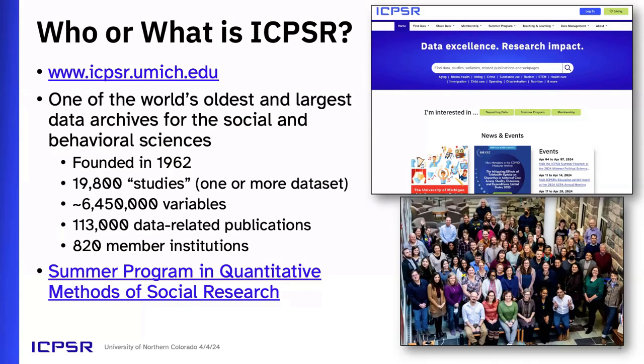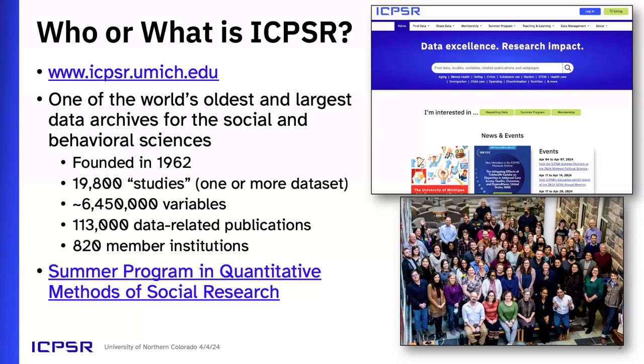We have just under 20,000 what we call studies, which is one or more data sets. And that's what we'll spend the bulk of today talking about. We also have information about what's in those data sets, and that information is searchable as well. Right now we've got just over 6.4 million variables in that social sciences variables database. And all of those things are related to over 100,000 publications. And I'll talk a little bit about how those things intertwine as we go.